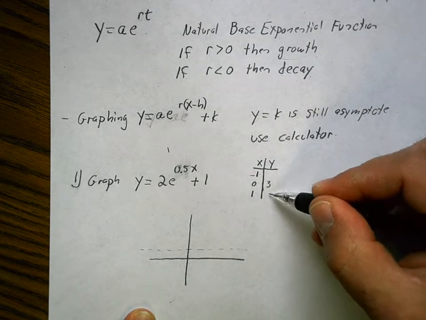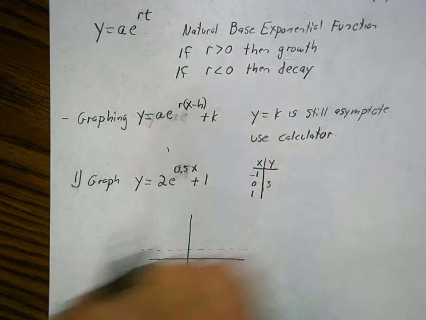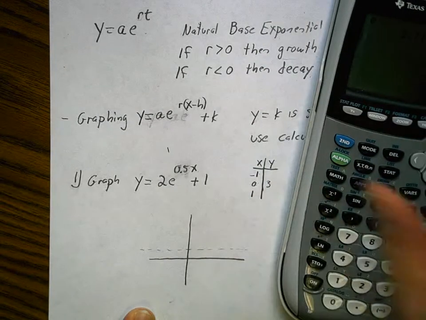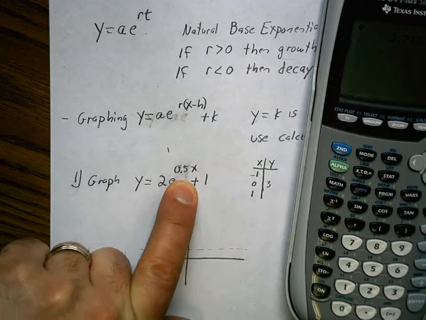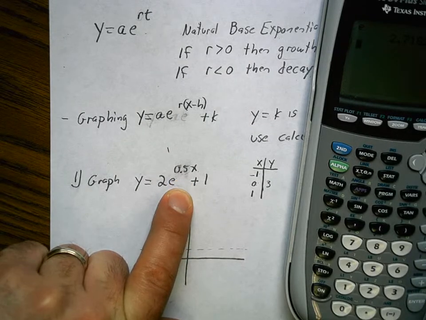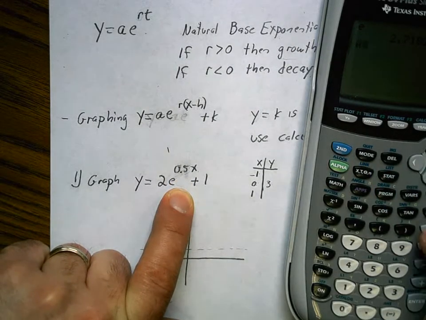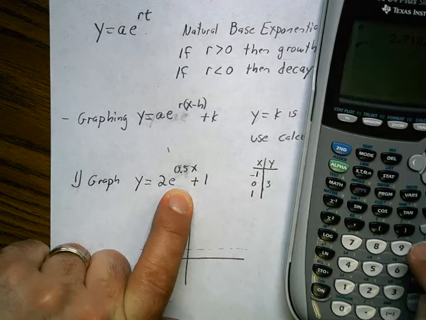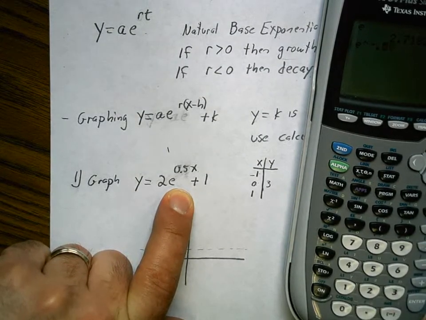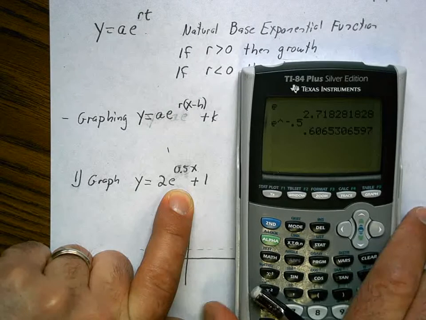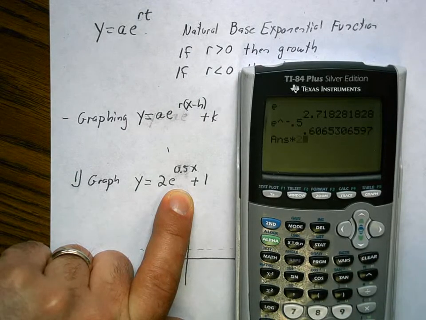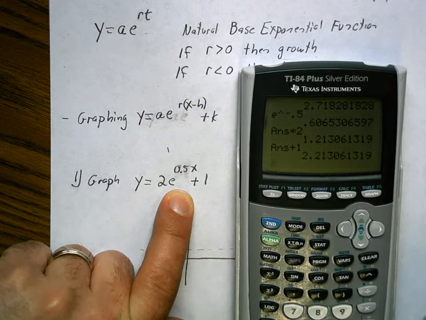These values are going to end up being decimals, I believe. So let's plug in -1. 0.5 times -1 is -0.5. So I'm going to go e to the -0.5, see what I get there. Whoops. e to the -0.5. Multiply that answer by 2, and then add 1. I get 2.21.